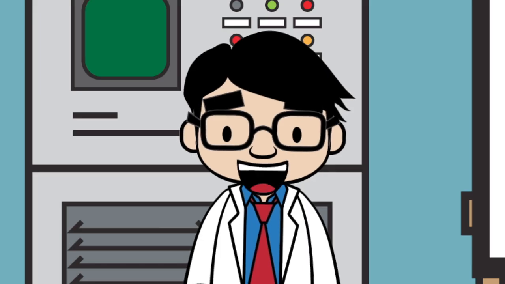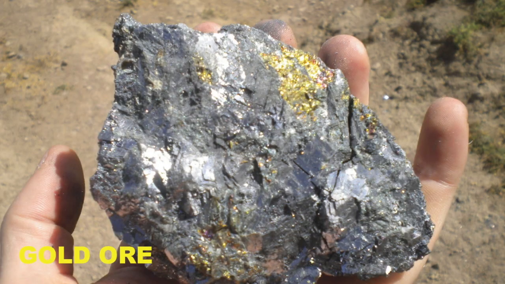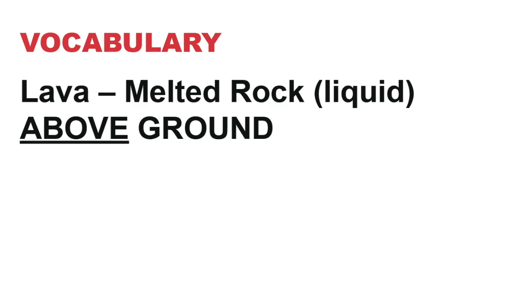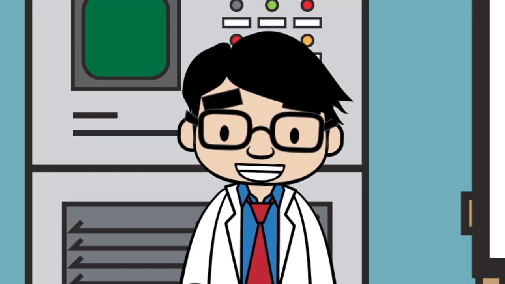Ore is a rock with a high concentration of a mineral. Copper ore is high in copper. Gold ore is high in gold. Lava is melted rock that's found above ground. Magma is melted rock that is still below the ground.